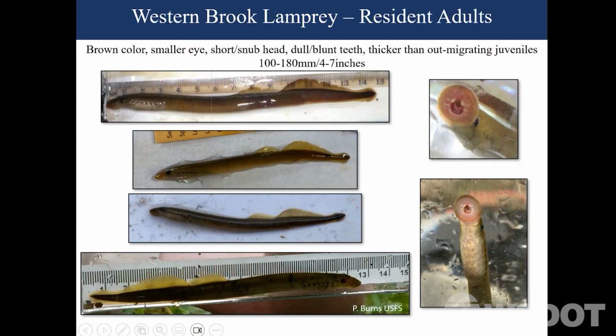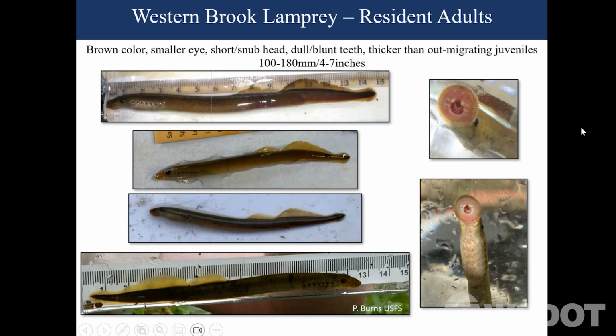For Western Brook lampreys, this is again our resident adults. They tend to be pretty brown in color. They will have developed eyes, which generally are smaller than our anadromous lampreys. They have some relatively defined teeth, but they're usually not as defined as the Western River lamprey. They're kind of dull. They're just not as sharp. They're not ready for feeding.